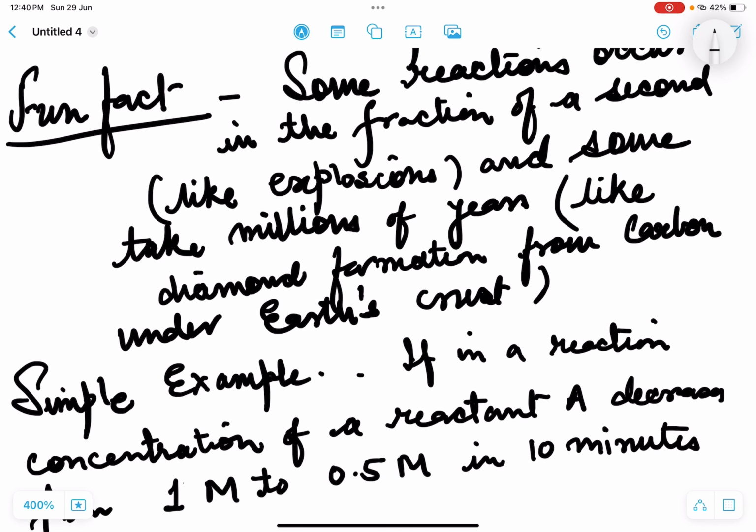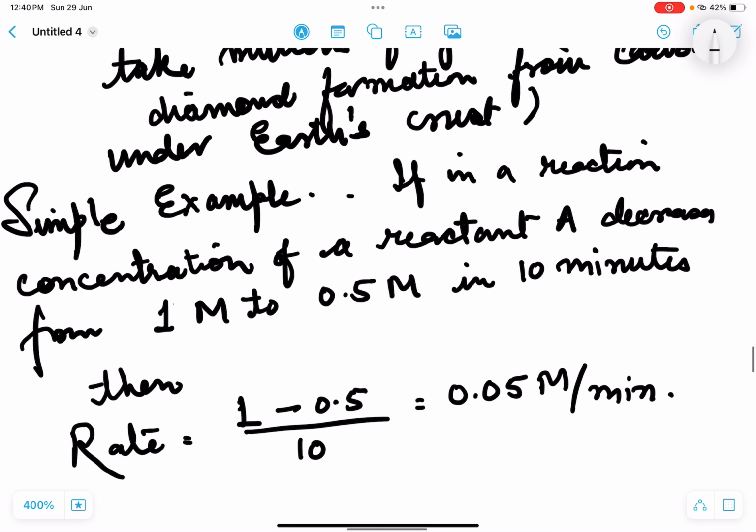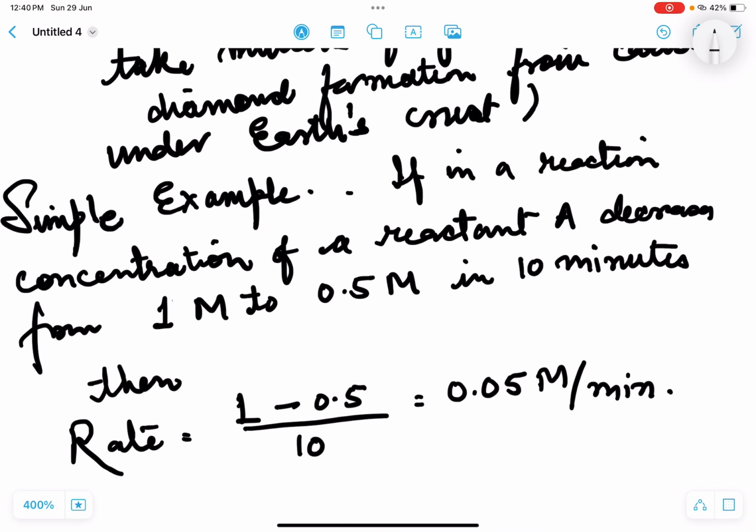Okay. A simple example of chemical kinetics: if the concentration of a reactant decreases from 1 mole to 0.5 mole in 10 minutes, what is the rate of reaction? The rate of the reaction will be initial concentration minus final concentration of the reactant, upon time taken. So 10 minutes में convert हुआ ना 1 से 0.5 तक, so what will be the rate of reaction? 0.05 mole per minute, correct.